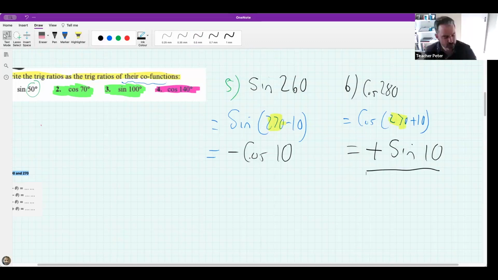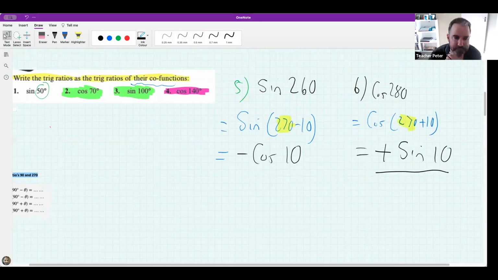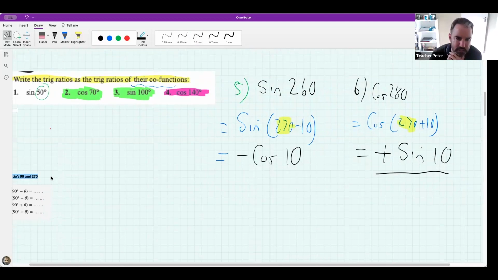Give me a score out of 10 for how you're feeling about negative angles, angles bigger than 360, and co-ratio reduction. Give me a score out of 10. 10 is like you're feeling brilliant. 0 is like you have no clue. Give me a score out of 10 about how you're feeling. Let the people speak there in the chat.